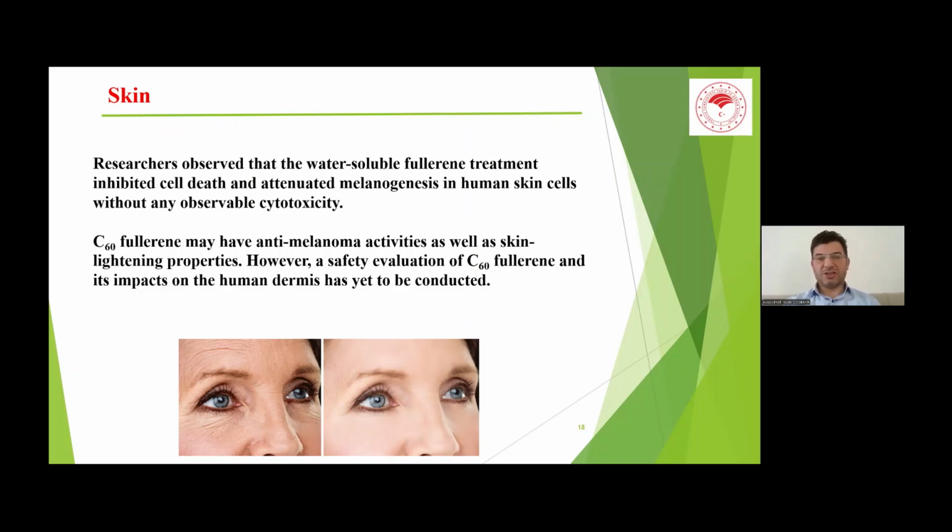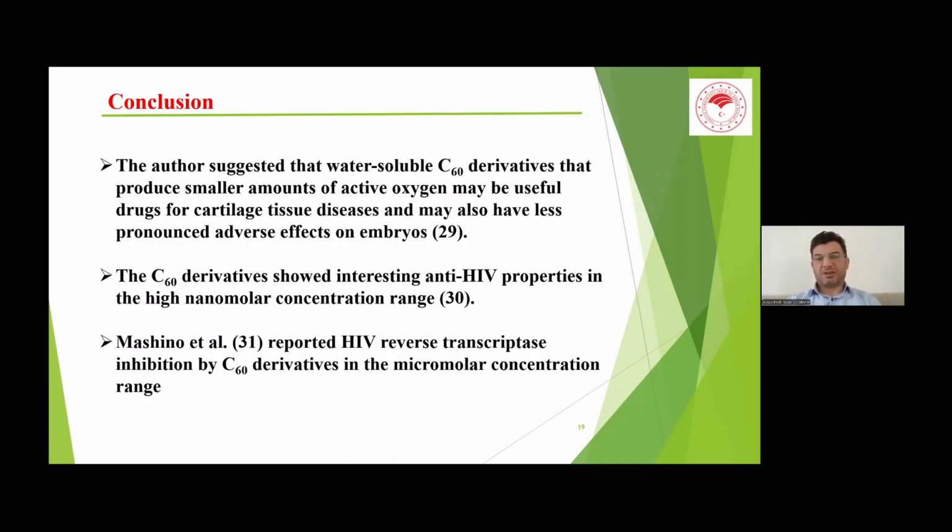As a conclusion, the authors suggested that water-soluble or olive oil-soluble fullerene, which produces a smaller amount of active oxygen, may be a useful drug for cartilage tissue disease and may also have less pronounced adverse effects on embryos. Fullerene derivatives also show interesting anti-HIV properties in the high nanomolar concentration range. Also, there are a lot of studies on fullerene.